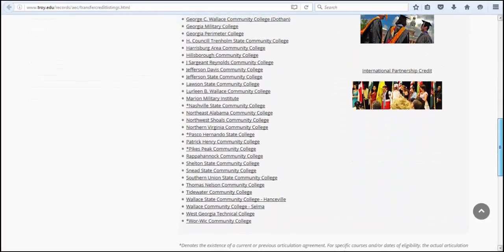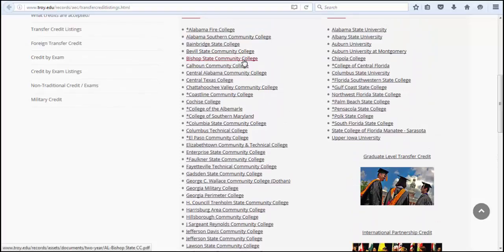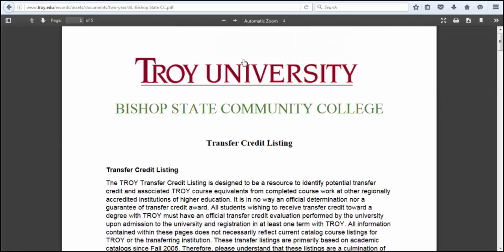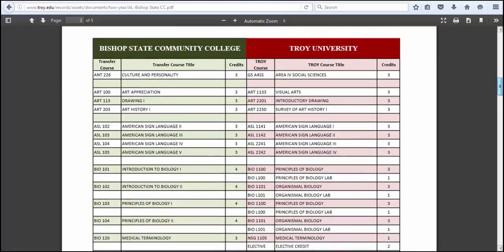So for example, let's say that we have a student who has attended Bishop State Community College. We'll simply click on Bishop State Community College, and that credit listing will populate as a PDF showing us how those courses come over. So if you're looking at a student who has ANT 226, Culture and Personality with an A listed on their transcript, we know for a fact that this is probably going to come over as a GS A4SS Area 4 Social Sciences course with Troy University. So we can pull up the evaluation that we're using to determine what courses the student needs and simply mark that in.